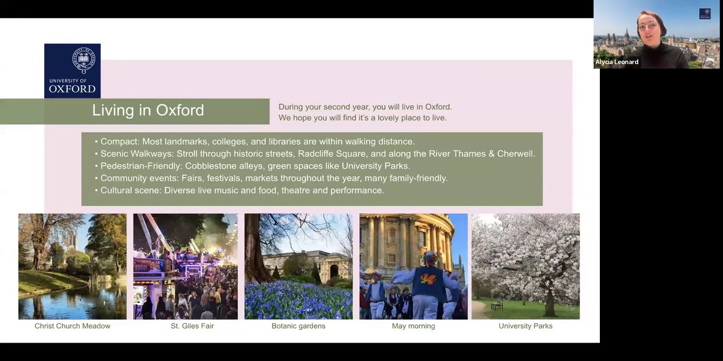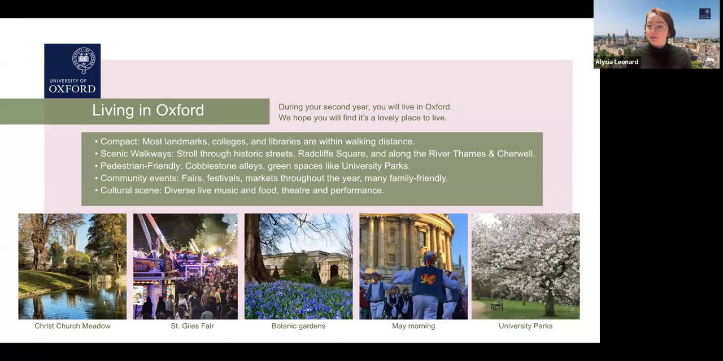And just to close things off, living in Oxford is pretty nice. The support team have spent lots of time in Oxford, and we hope you'll find it's a lovely place to live for your second year. It's a compact city. It's very walkable. It's got lots of green space, plenty of historic buildings, and beautiful architecture, as well as lots of community events. There are plenty of fairs, festivals, and markets. Lots of these events are quite family friendly. So if you are coming with family for your second year, I think it's a great place for kids to be.